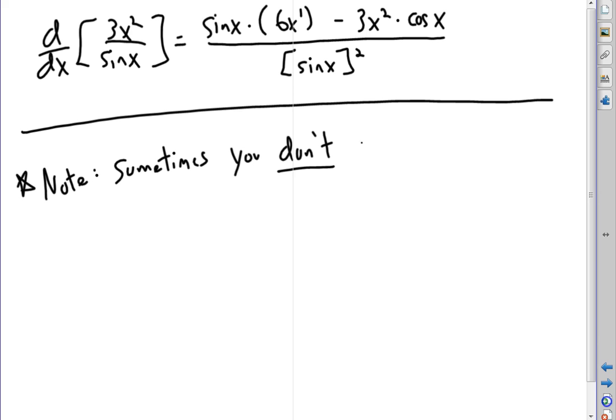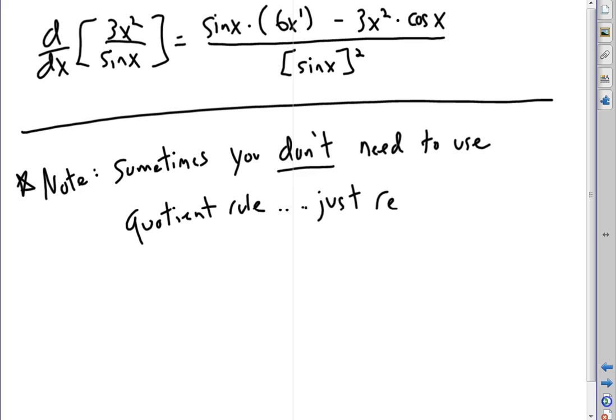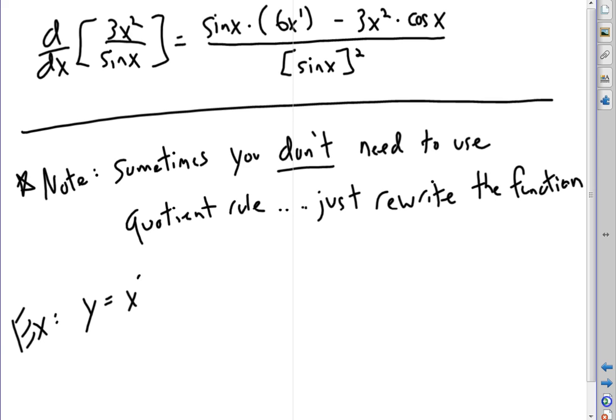Sometimes you don't need to use the quotient rule. Just rewrite the function instead. And you're like, what? What do you mean? Okay, well, let's look at an example. Say you've got the function y equals (x squared plus 3x) over 6.